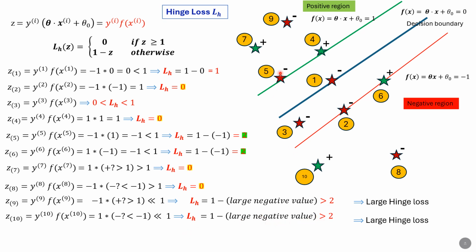We can say it is greater than 2 because 5 has a loss of 2. Again, 6 has a loss of 2. So then 10 must have something greater than 2. Similarly, 9 must have something greater than 2. Therefore, they incur huge hinge loss.